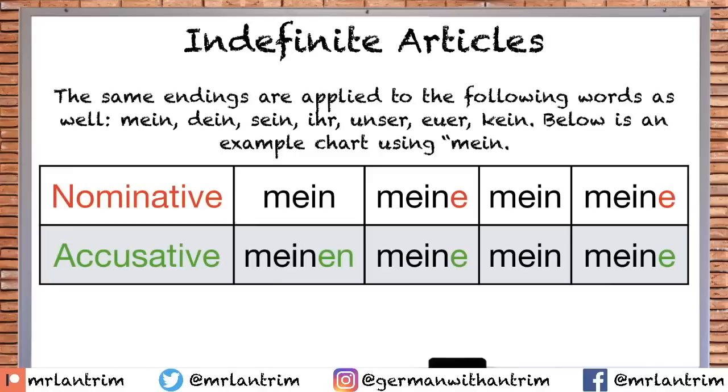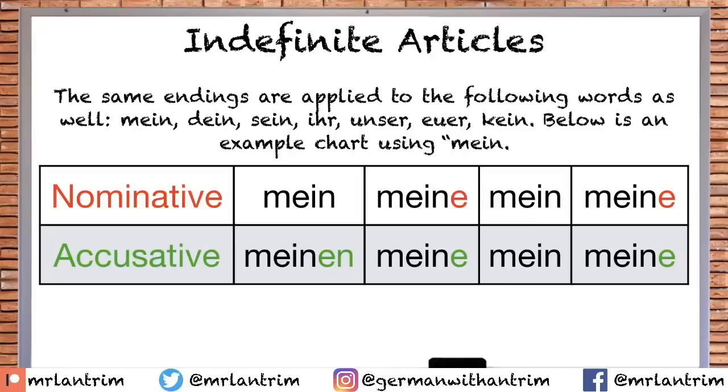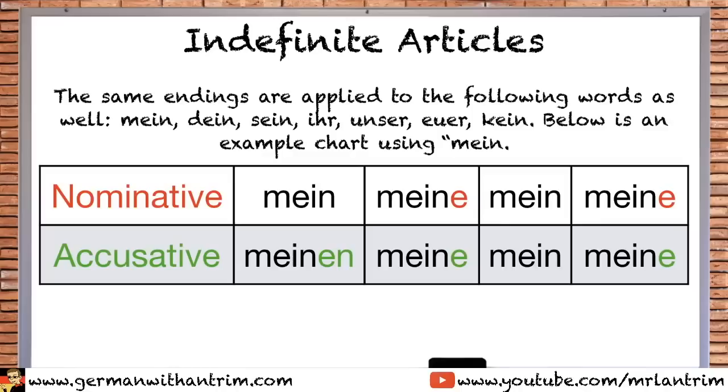As an example, the rest of the words that I meant to mention in the previous slide that act as ein words, or look exactly the same as far as endings are concerned to these indefinite articles, would include all of the possessives like mein, my, dein, which is your, sein, which is his, ihr, which is both her and their, and also your if it's the formal you, in which case it's capitalized, unser, which is our, euer, which is your, as in the plural ihr form. So if ihr has something, that's euer. And kein, which is no.